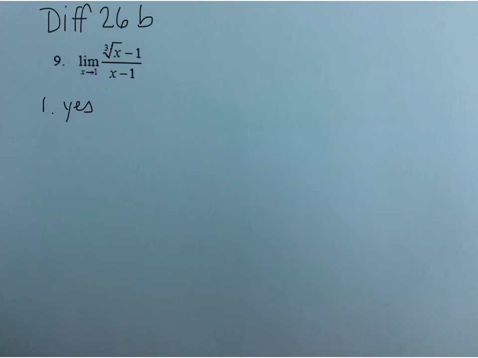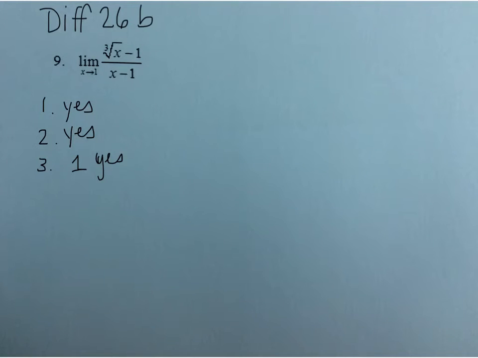The second condition is, can I take the derivative of the top function and the derivative of the bottom? Yes, I can. The top one, we've got a cube root, which is really a power rule, and on the bottom we've got a linear function, so yes. The third rule is, would the bottom's derivative be 0? Well, the derivative of x minus 1 is 1, so no, it wouldn't be 0, which means yes, condition 3 is met. I hope that makes sense.